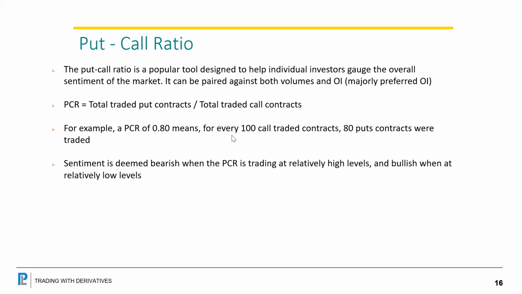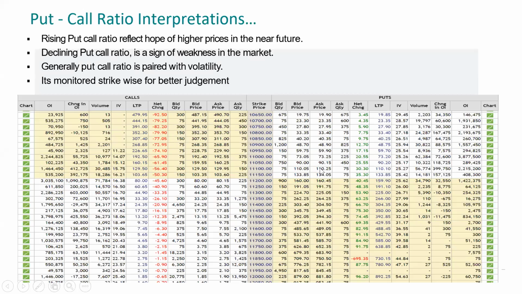So how do we see PCR? And always remember this: the higher the PCR, it means we have a strong stance. So where do we see PCR? Let's say this is the option chain. Please everybody follow. This is the option chain. This is the call side and this is the put side.